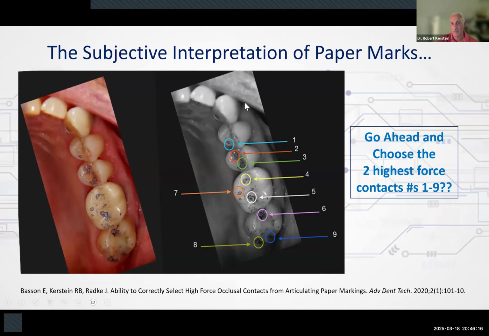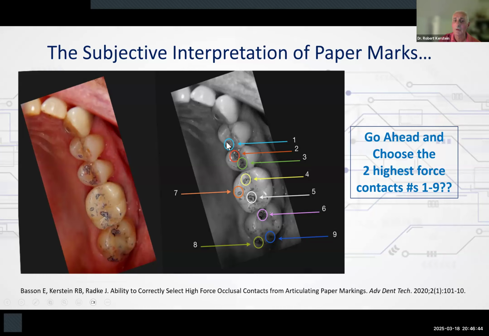So here's an example of that. This is a study that was done with 125 dentists. They were asked to choose the 2 highest force contacts in this picture. And essentially, this is replicating the idea of a patient gets a new crown and they call up and they say, my bite's off since I got the new crown. I got to come back in. And you have to choose, right? What's the problem contact? And it doesn't mean it's on the crown. Sometimes we grind a crown too much and another tooth becomes high.